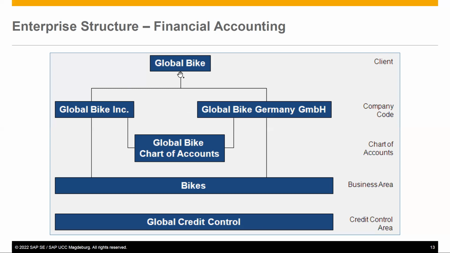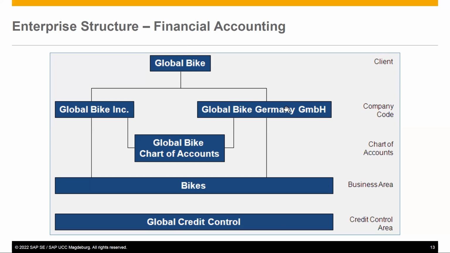This organization has two companies: Global Bike Incorporation, which is in the United States, and Global Bike Germany. In SAP terms, every company we call a company code. So this is my organizational data, guys. On the right side, the client is my organizational data, and the company code is my organizational data.